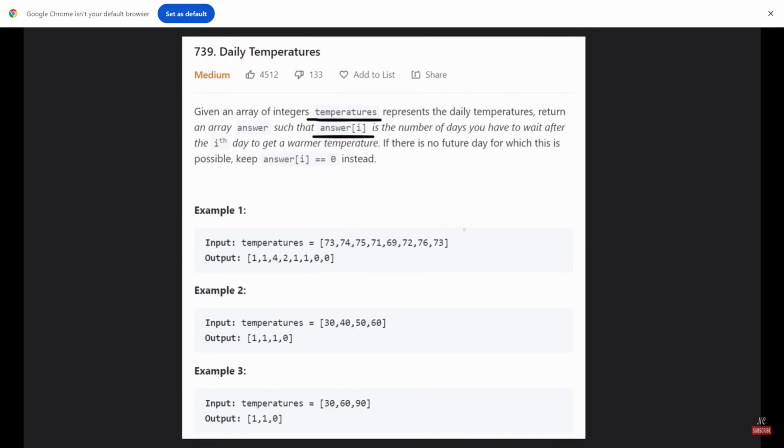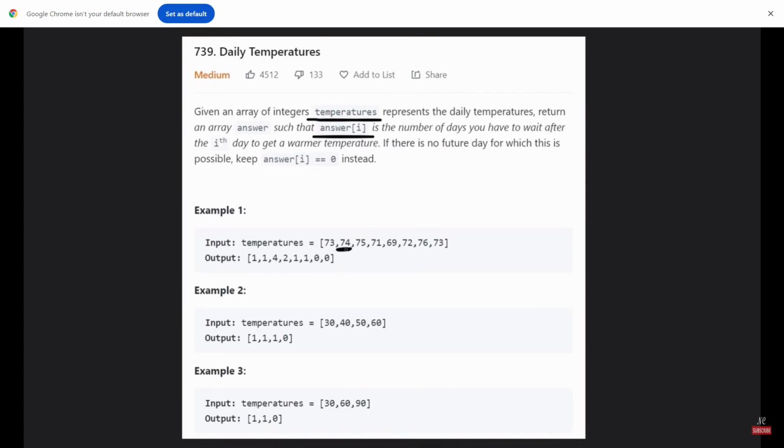So for example, let's take a look at this temperatures array. We can see there's 8 values in the temperatures array and there's 8 values in the output, for each value in the temperatures array. For example, 73. How many days did it take us in this array to the right of 73? How many days did it take us to find a new temperature that was greater than 73? Well, on the exact next day, we found 74, which is greater than 73, so it took us 1 day. So in the first position, we're going to return a 1.